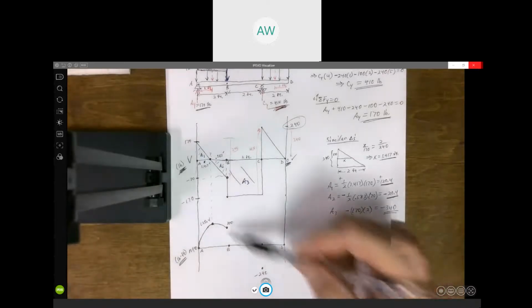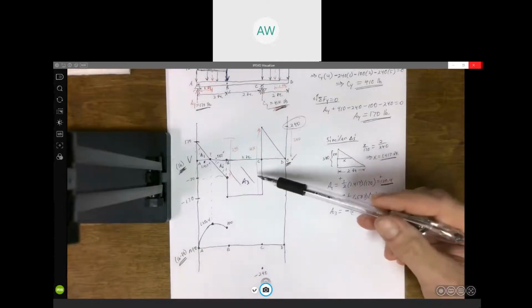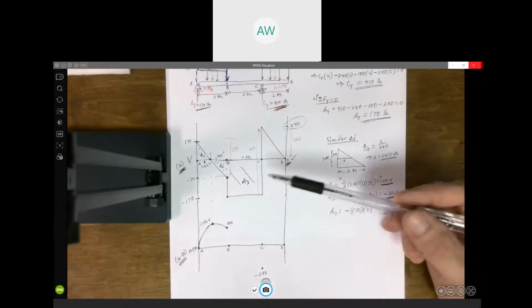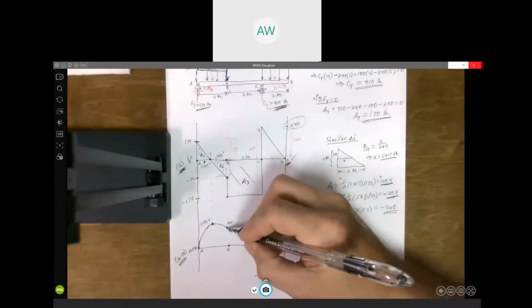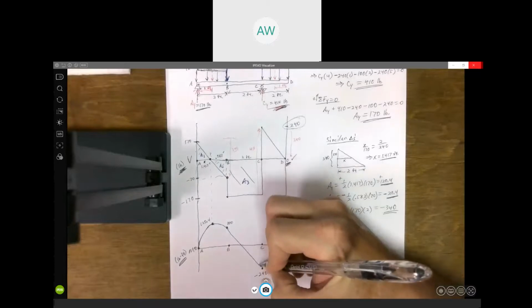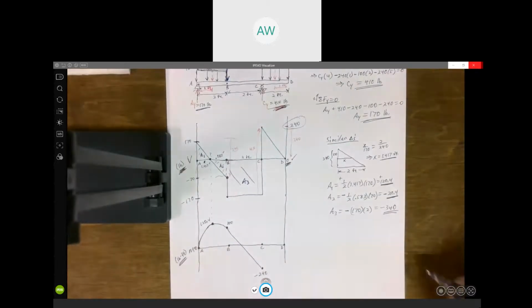Now, what the graph looks like, we have to go back and look and see. Remember, it's 1 degree higher. Here, V is constant. 1 degree higher than constant is linear. So this is going to be a straight line going from there to down here, minus 240. That's linear.